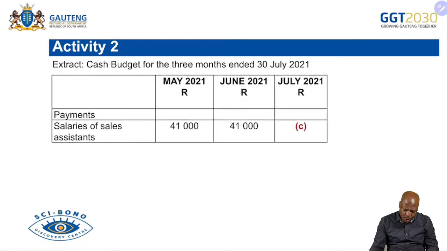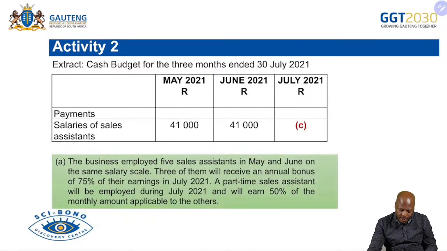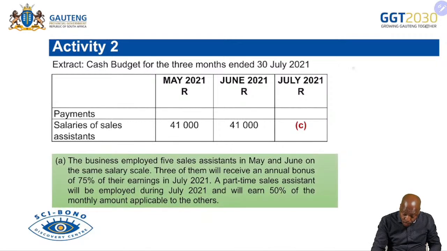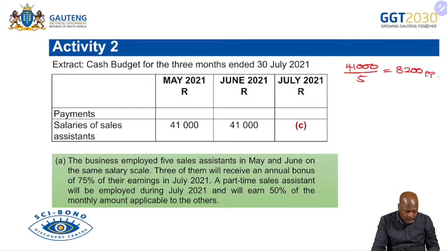The next aspect has to do with C, salaries of sales assistants. It says the business employed 5 sales assistants in the month of May on the same salary scale. Okay, so it's 5 employees on the same salary scale. Let's work with that already. So if we're paying 41,000 and it's for 5 employees, how much is each employee getting? 41 divided by 5, please. How much do you get? Thank you. 8,200. We're paying each employee 8,200 per person.